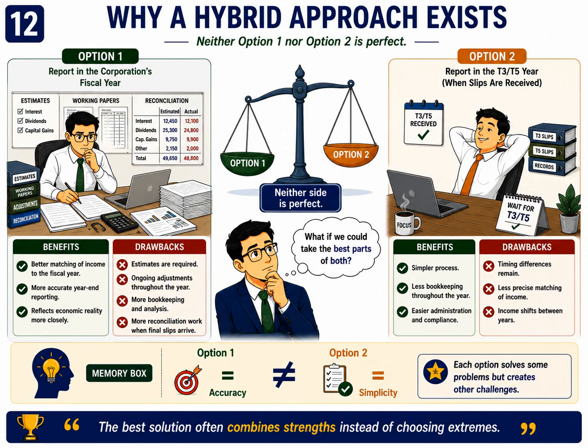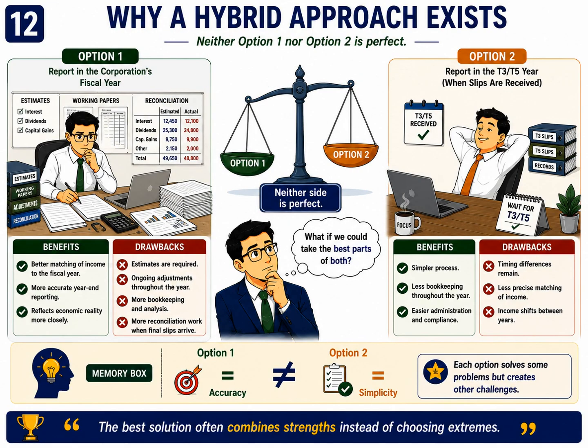This is where experienced accountants often begin asking a different question. Instead of asking which method is better, they ask, can we combine the strengths of both? Can we preserve much of the accuracy provided by option 1 while retaining some of the practicality and simplicity offered by option 2? That question leads directly to the idea of a hybrid approach. The hybrid approach recognizes that accounting is rarely about choosing extremes. In many situations, the best solution lies somewhere in the middle.